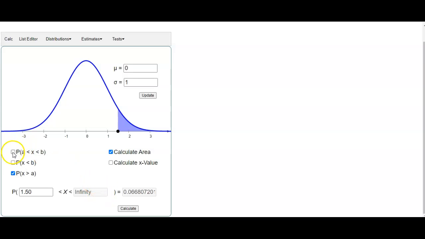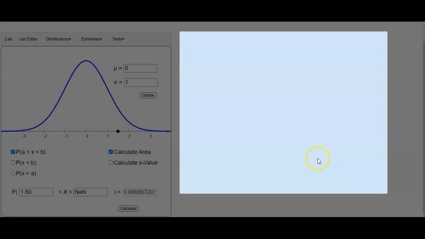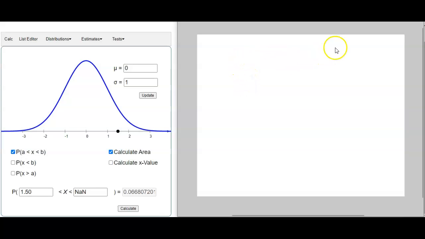Now, let's say you're trying to find a probability where it's less than a number. So maybe you're finding the probability that the z-score is less than negative 1.4. Well, that's going to be almost the same as greater than positive 1.5.